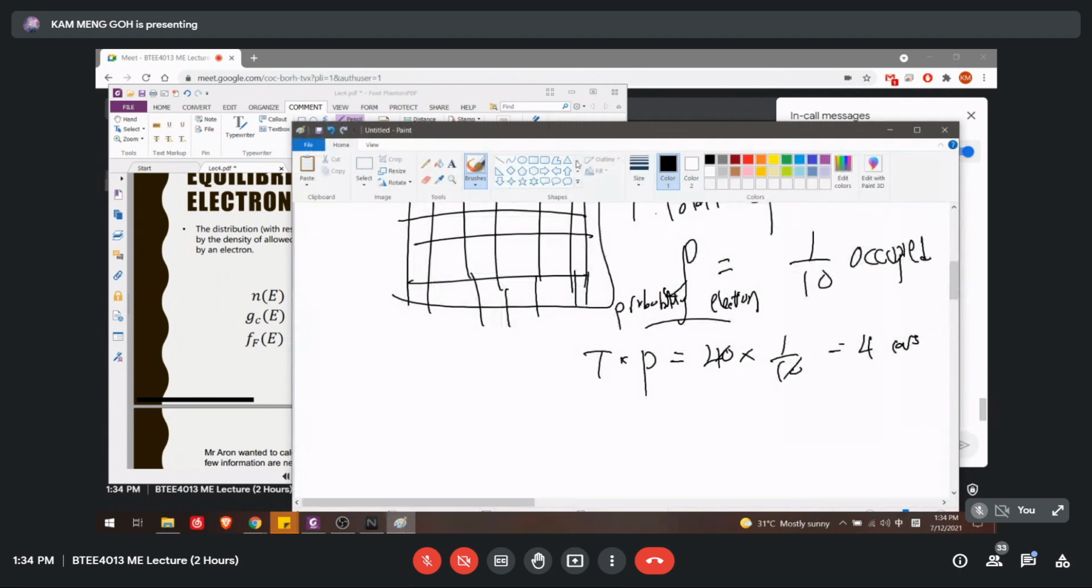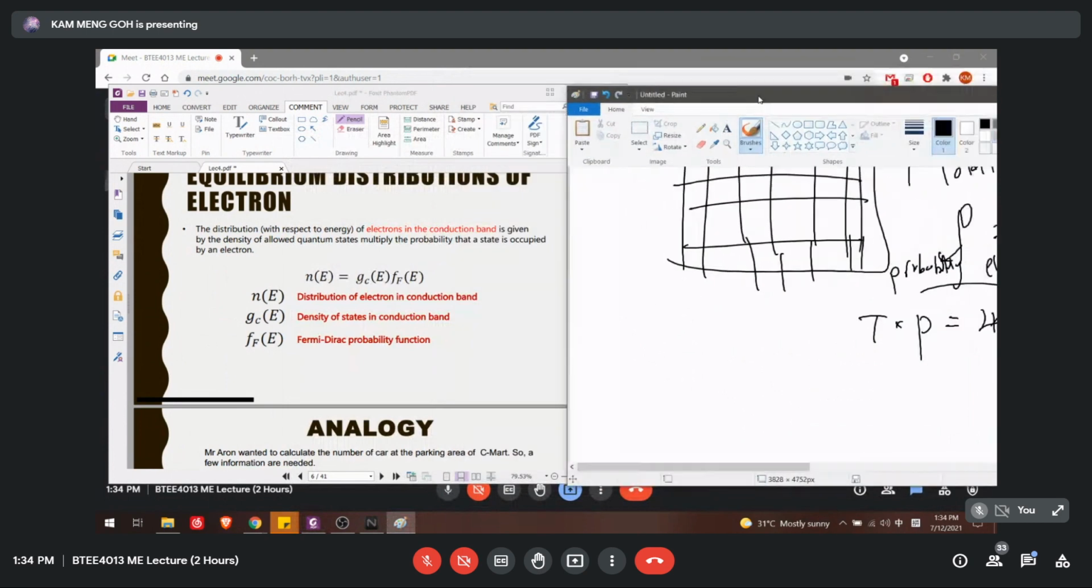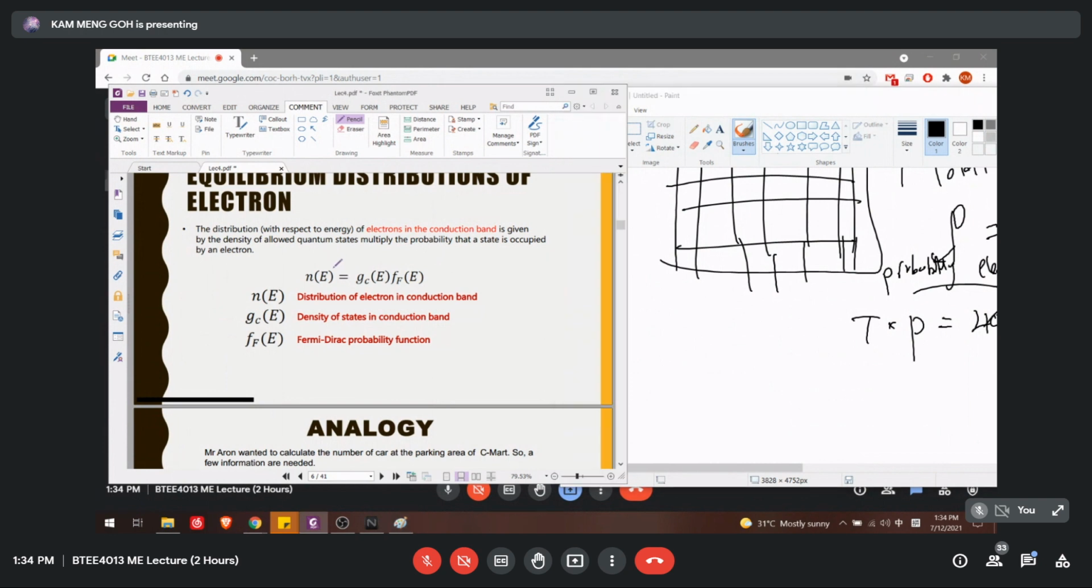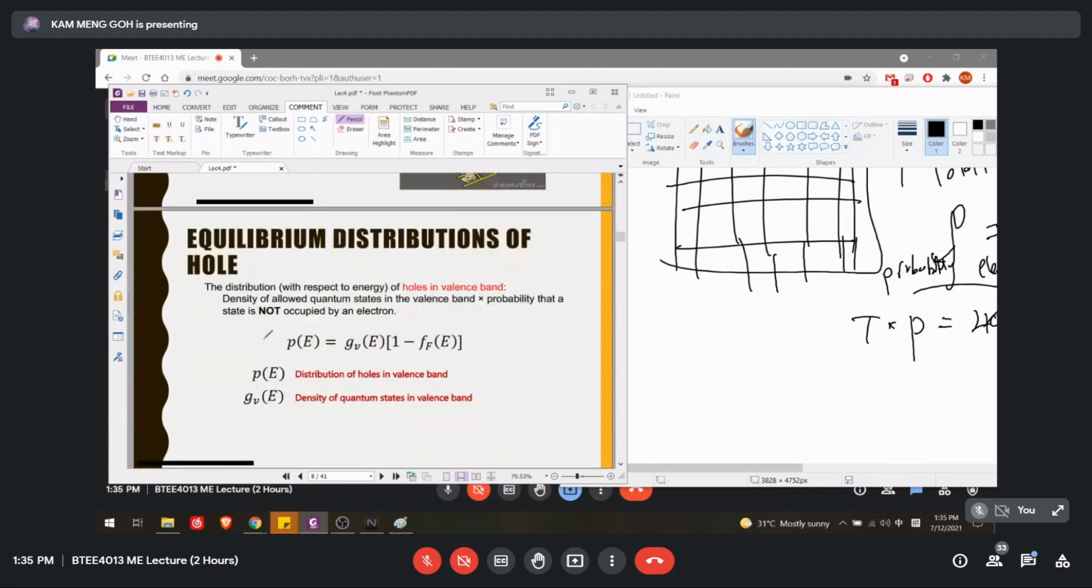So by knowing this, we can roughly know what is the number of the electron. Or to make it more precise, we need to know the distribution of the electron in the conduction band. But in layman's terms, it is the number of the electron. So the formula is like this: number of the electron, or distribution of the electron, equals the density of the state multiplied by the f(E) probability. So this is the analogy that I told you just now. Total car park, and the probability of the car park being occupied, you can roughly know the number of the car, literally.